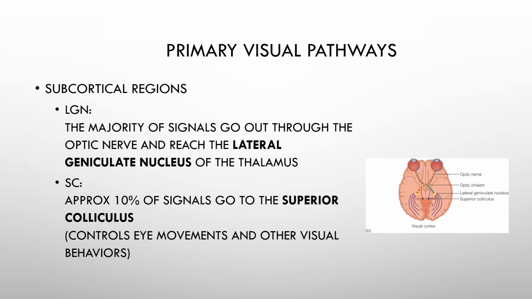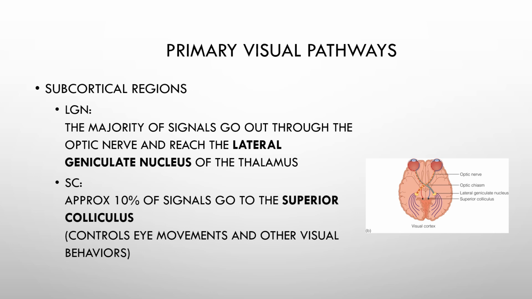Woohoo! The first place we're going to synapse, we're actually going to take that information and synapse in different places. Different neurons are going to synapse in different places. They're going to synapse in the lateral geniculate nucleus, the LGN, of the thalamus. For all of our sensory systems, we're going to go through some thalamic nuclei. Thalamic, from the thalamus, nuclei, because it is a bilateral structure, it's in both sides of the brain. So the majority of the signals for vision go through the optic nerve and reach the lateral geniculate nucleus of the thalamus.